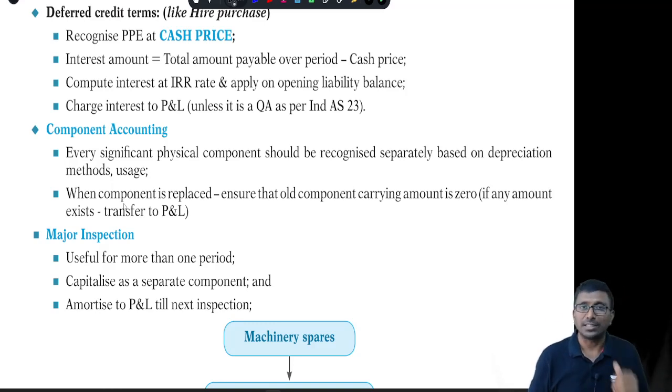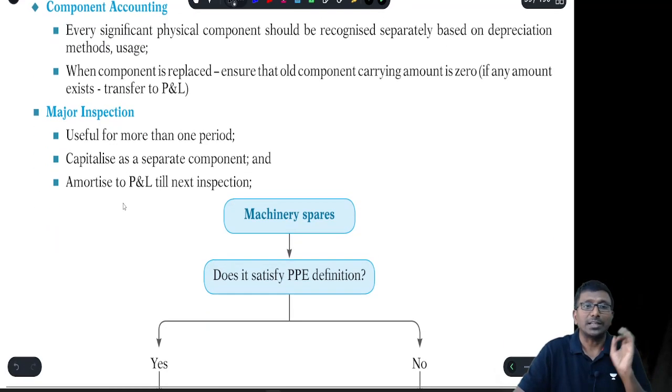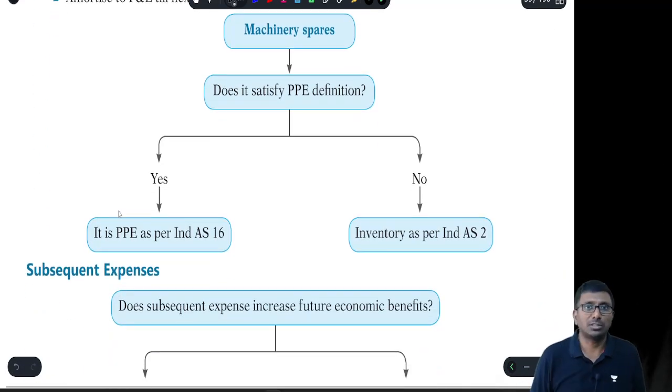Okay, right. Next, if there is any major inspection, generally inspection, repairs and maintenance will be charged to P&L. But if there is a major inspection which will be useful for more than 12 months, under that circumstance you capitalize it as a separate component and amortize it over the period that the inspection will be useful to you. And one more small topic, machinery spares.